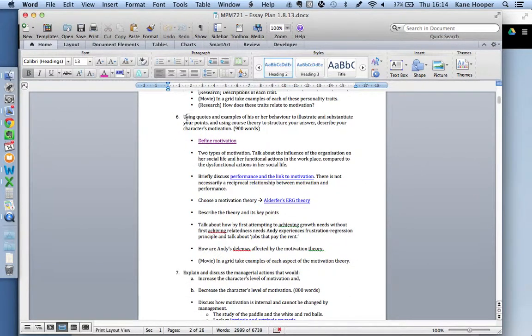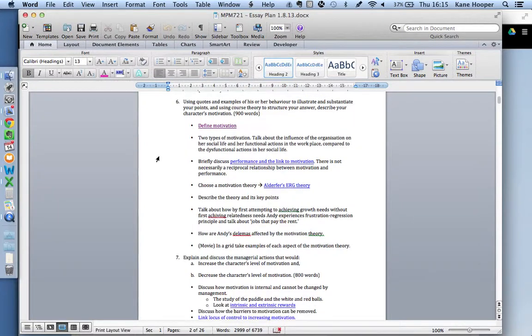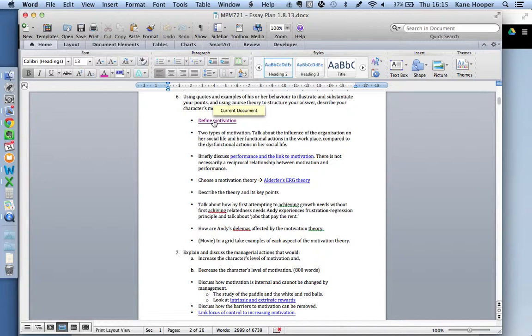One part of this section asked me, using quotes and examples of his or her behaviour to illustrate and substantiate your points, and using course theory to structure your answer, describe your character's motivation. So we had to watch a film, take one of the characters, and using the theory of organisational behaviour, describe the person's motivation. So in my planning, I basically break down how I'm going to answer this. The first thing I do is define motivation. The second thing I do is, in motivation, there's 2 types of motivation, so I'm going to talk about that.